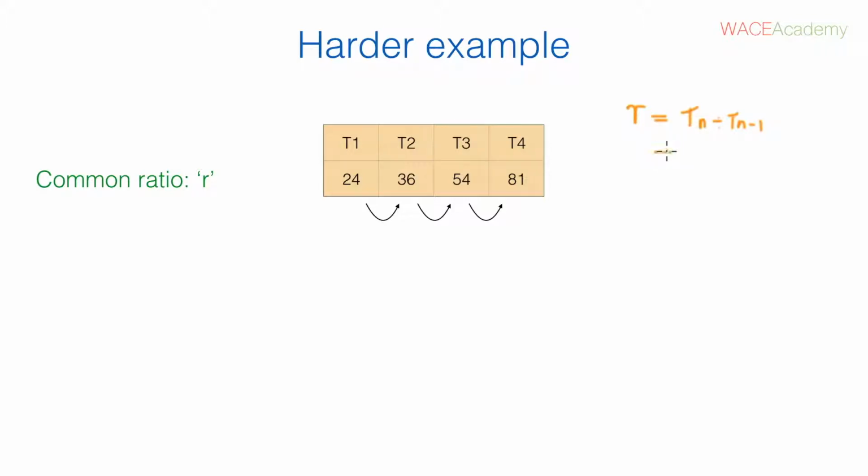Here we can take the third term, 54, and divide it by the second term, 36, which gives us 3 over 2, or 1.5. So this is the common ratio. R is equal to 1.5.